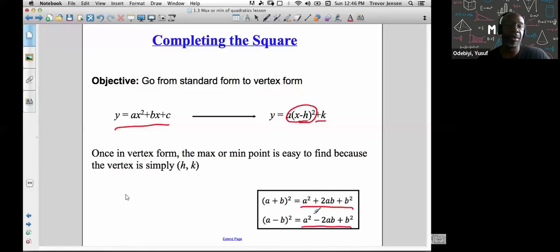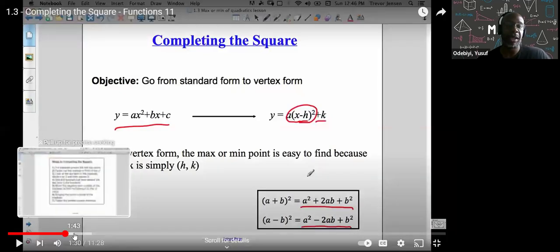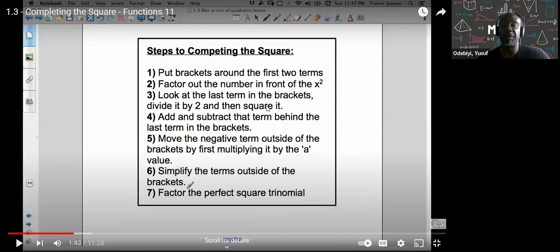So let's get into more of the meat and potatoes example. Let's look at it. So here are the steps to completing a square, right? When you complete a square, you have to put brackets around the first two terms, okay? And factor out the number in front of the x squared if it's possible, okay?